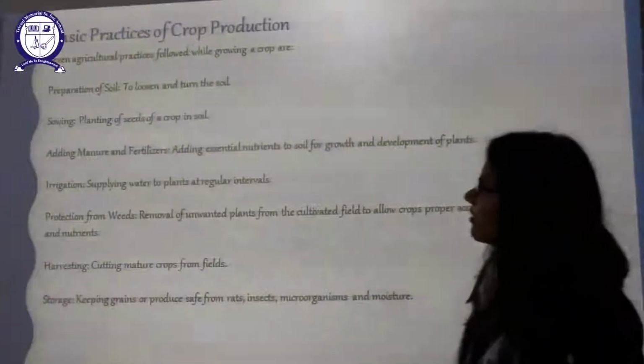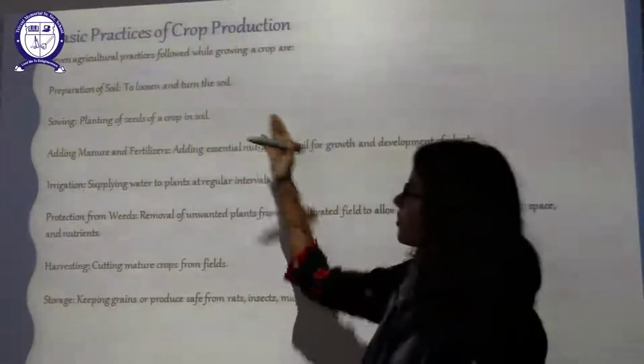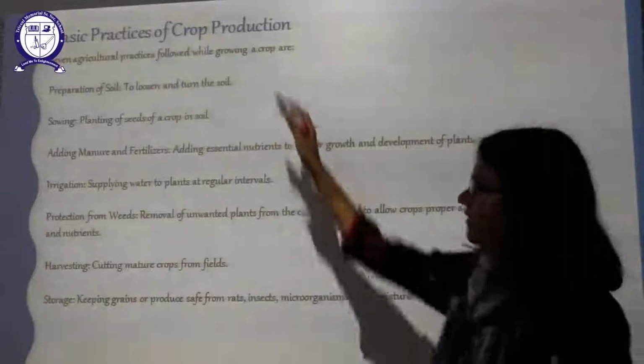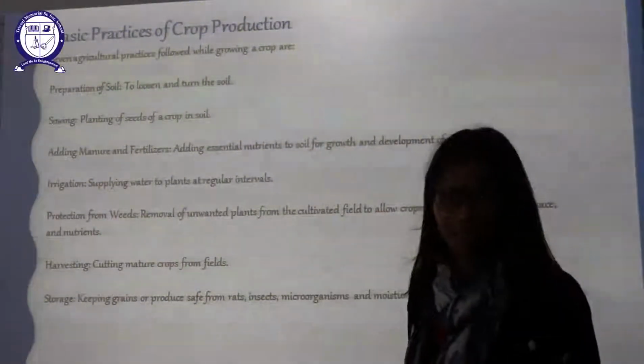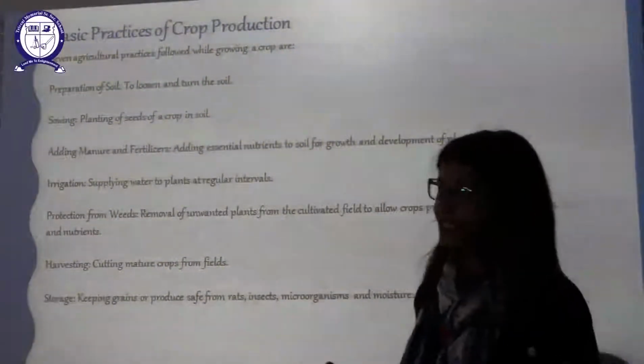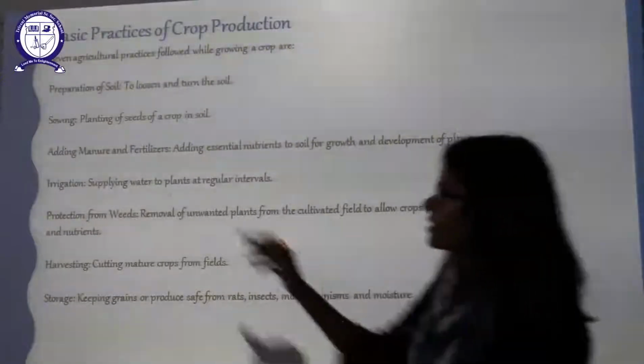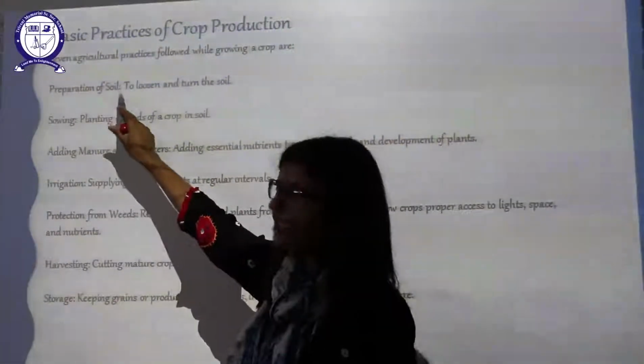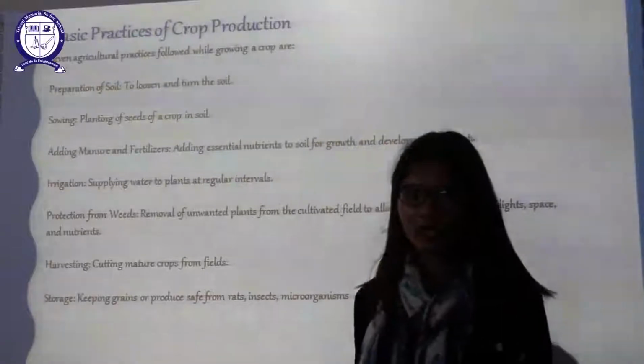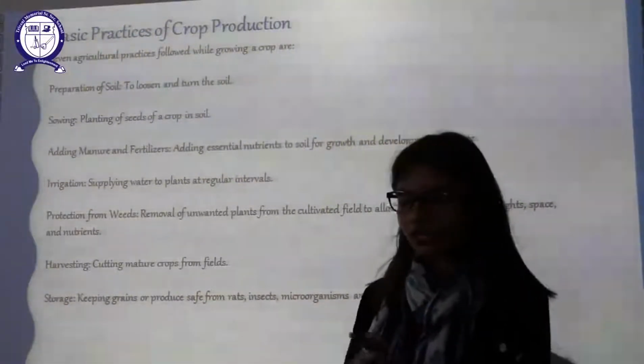Okay, students, now we will discuss the basic practices of crop production. It is a multi-step process and it includes 7 steps. The first step is preparation of soil. In this, we use the soil and turn the soil, and we will also level the soil.